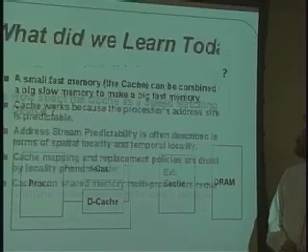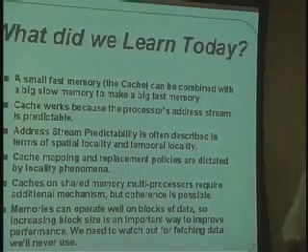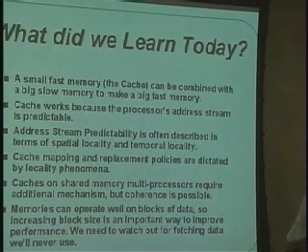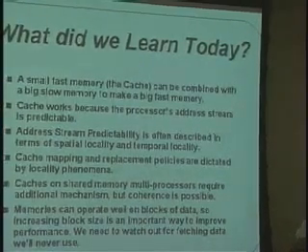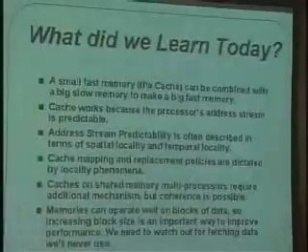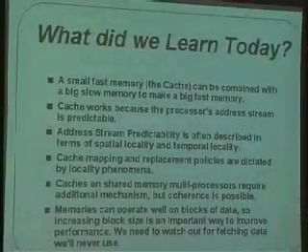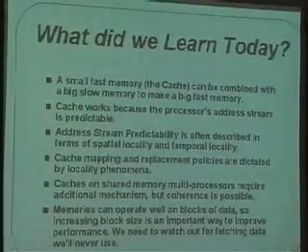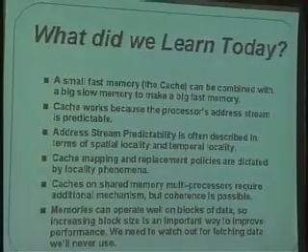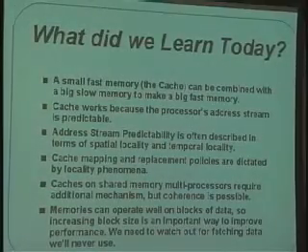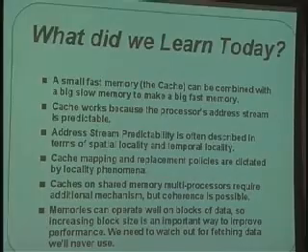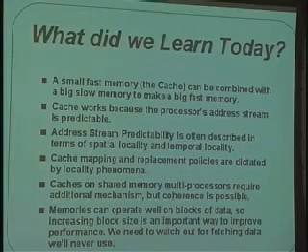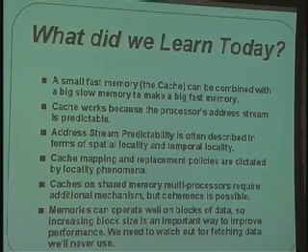So, okay, last slide. What did we learn today? We learned a bunch of stuff, right? You can combine small and fast with big and slow, and you get big and fast. It actually works, and the reason is locality, because the addresses are predictable. The past is used to predict the future. And we can describe that in terms of spatial locality and temporal locality, and the replacement policies themselves are dictated by those characteristics.